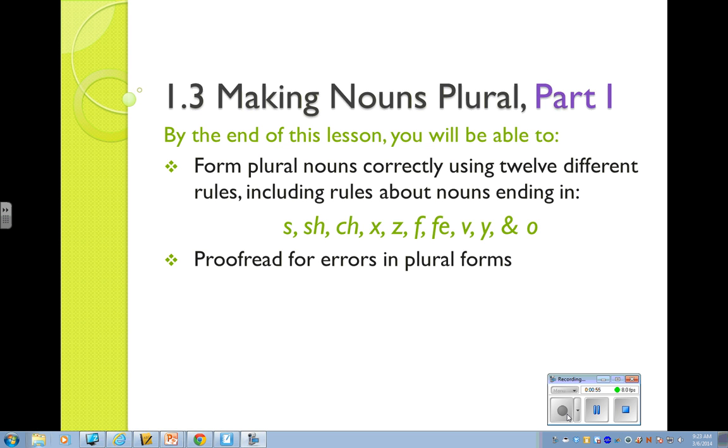Today is pretty straightforward. So by the end of today, you should be able to form plural nouns that end in S, SH, CH, X, Z, F, FE, Y, V, and O. And you should also be able to proofread for these errors in sentences and be looking for those problems with your plural forms.